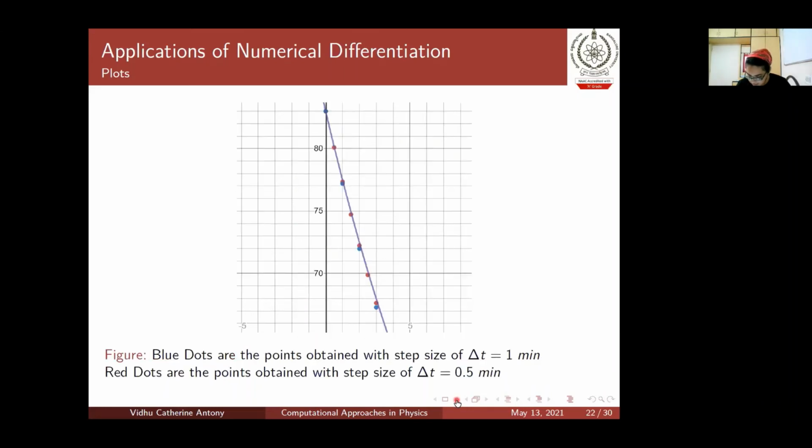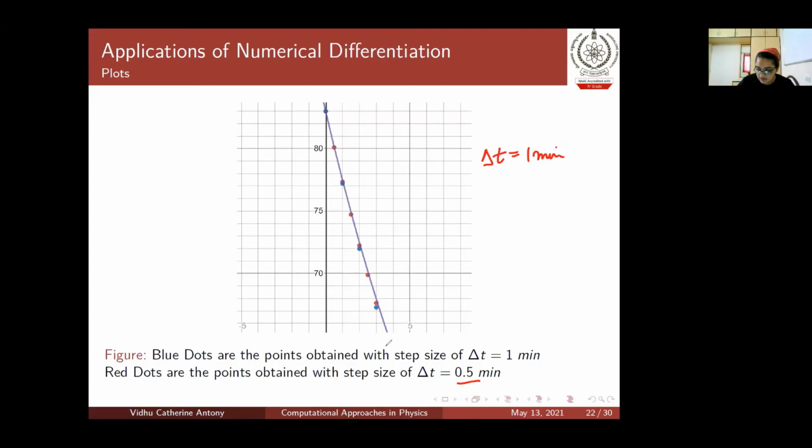So let me just expand that and show you how it looks. The blue dots are basically the points where you had your delta t equal to 1 minute. And the red dots are the points where you had a step size of 0.5. If you look at it very closely, you can see that it's quite close to the analytic solution when you look at the red dots.